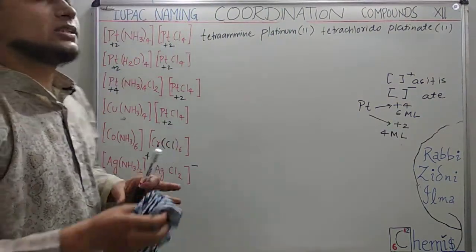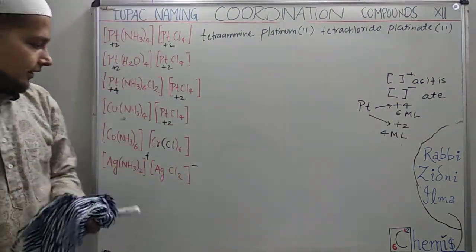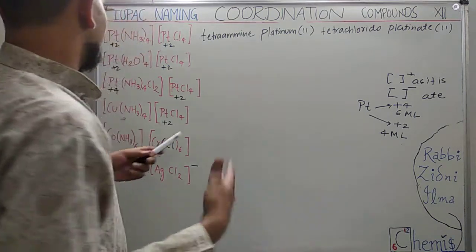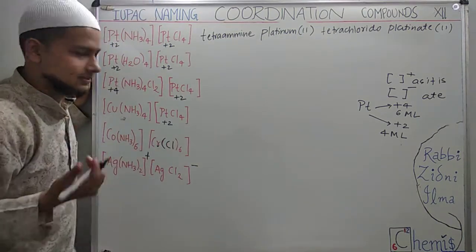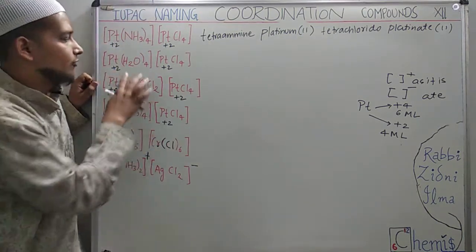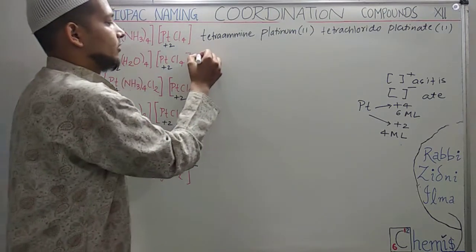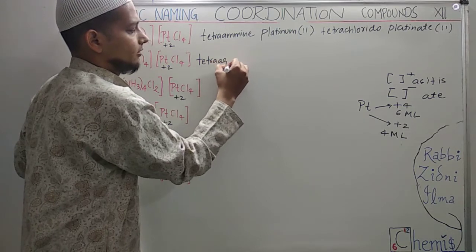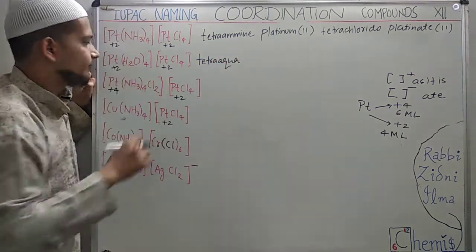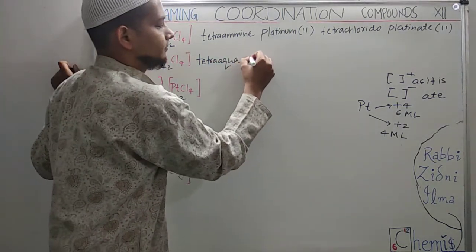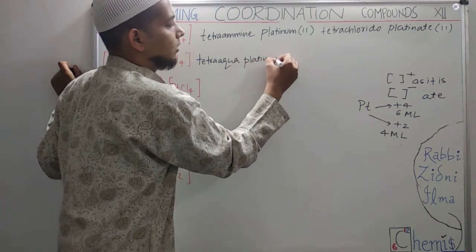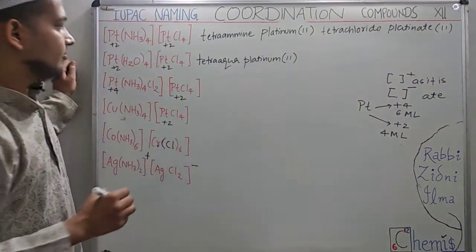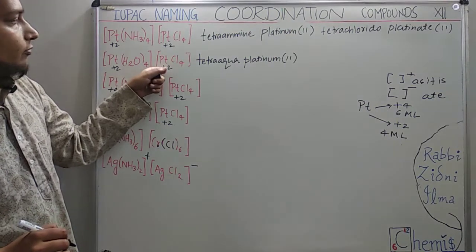Now the moment comes when you can pause the video and try these by yourself. What can I say? Let me try this first. For this particular case we have 4 water molecules. It will give us what? Tetraaqua. Water is aqua. Platinum 2 again. Next we have 4 chlorido and PtCl4.